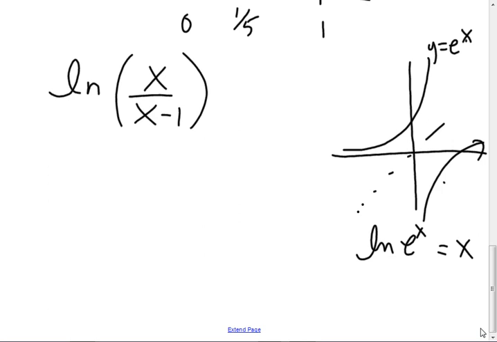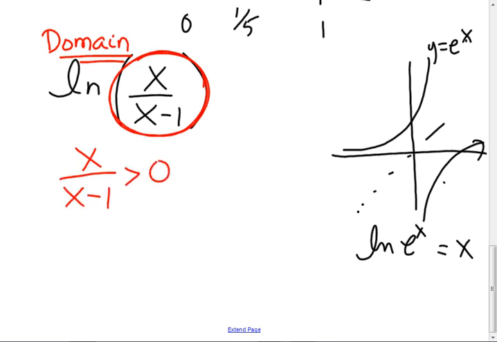Okay, you guys, the question is find the domain. This was right off an AP exam. What is the domain of that? Yeah. What has to be true about the input here? What has to be true about the input for a log function? It's got to be what? That's right.